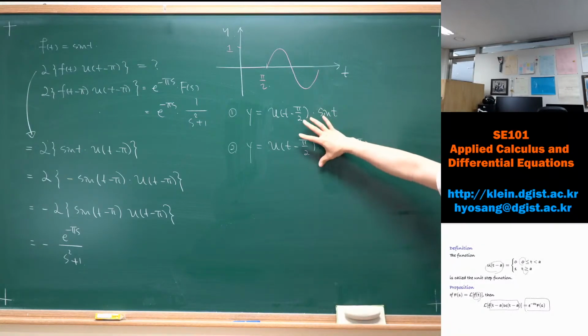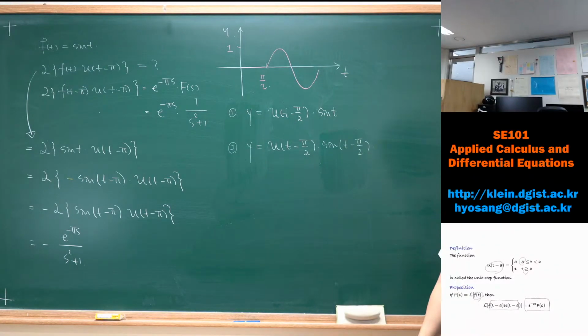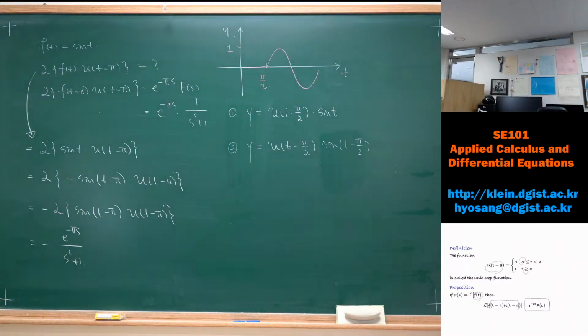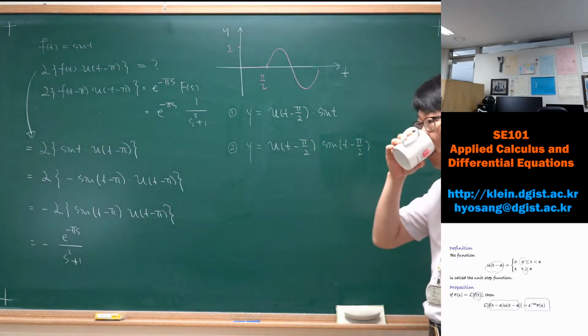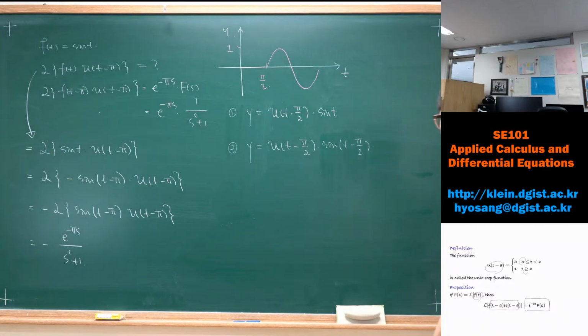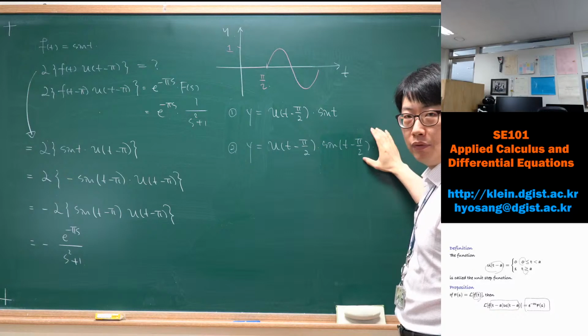Which one is the formula of this graph? Yes, 2 is the formula. So if the graph is given, it's easy to write the formula.